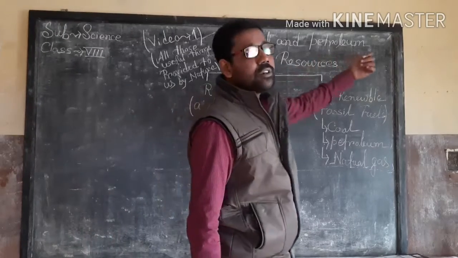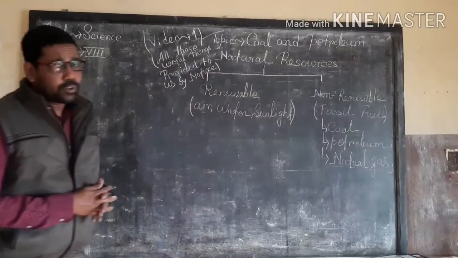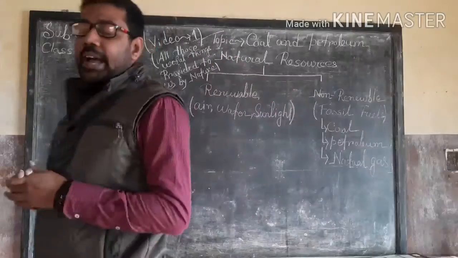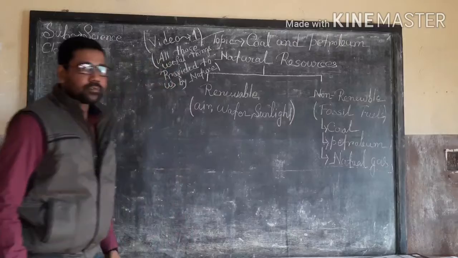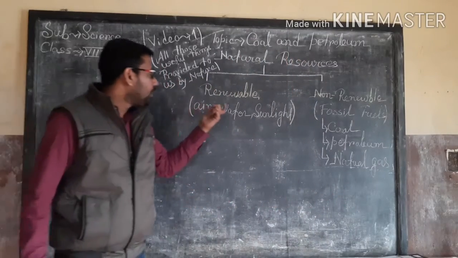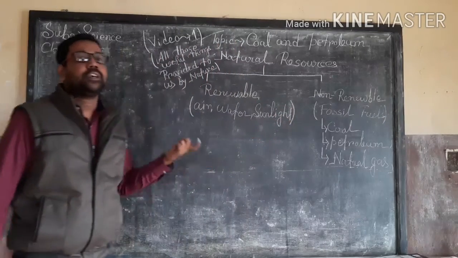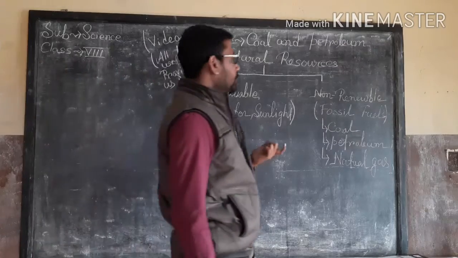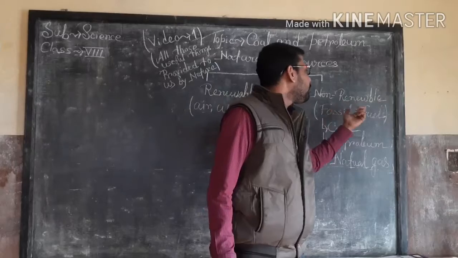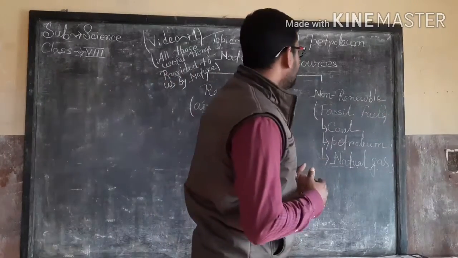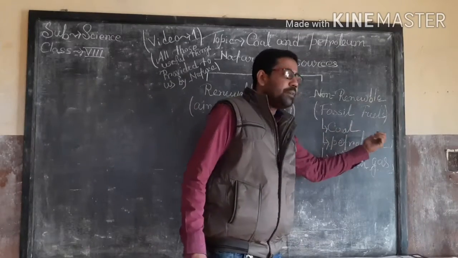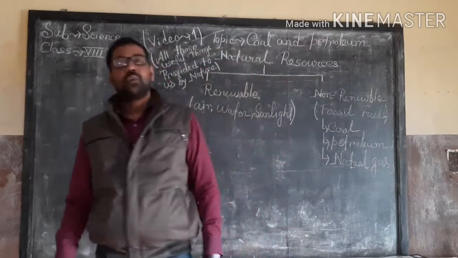So these are our natural resources, and the natural resources present on our earth are divided into two categories. The first one is renewable, and the second one is non-renewable. Air, water and sunlight are called renewable natural resources. An example of non-renewables is the fossil fuels, and from these fossil fuels you can extract three main natural resources: coal, petroleum, and natural gas.